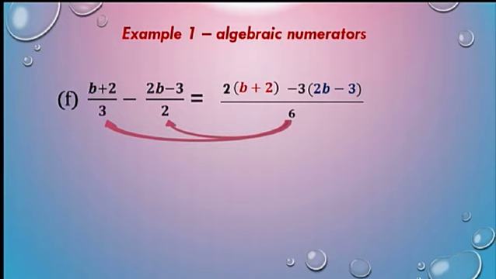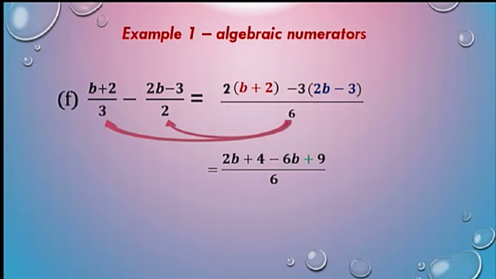So performing the multiplication of the first bracket with 2, we have 2b plus 4. But in the second bracket, we have minus 6b plus 9. Why plus 9? Of course, because we have negative 3 times negative 3. So the sign inside the second bracket changes, because a negative number times a negative number becomes a positive number. Minus 3 times minus 3 is plus 9.